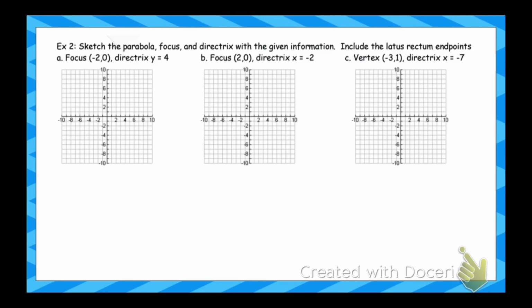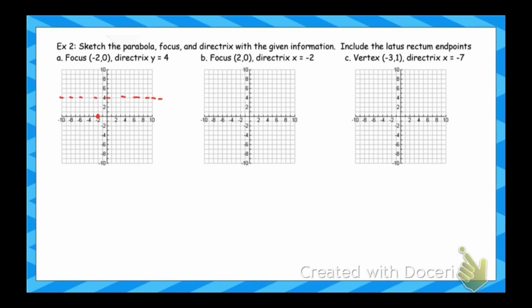All right, so let's go ahead and do some examples. So what we're going to do is we are going to sketch the graph, we're going to write the equation, and we're just going to use it based off the information this gives us. So this gives us a focus. So the focus is -2, 0. The directrix is y equals 4, which is a horizontal line.